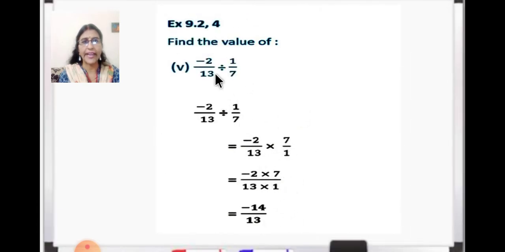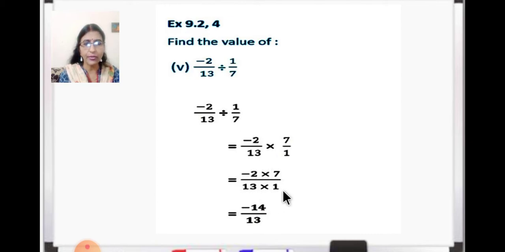Now question number 5. Minus 2 upon 13 divided by 1 upon 7. So we'll write first minus 2 upon 13 and this we will write in reciprocal form, and this division will be changed to multiplication. So your multiplication sign you will give and 7 upon 1. Now you will multiply the numerators, minus 2 into 7 in the numerator and in the denominator 13 multiplied by 1. So that is written.